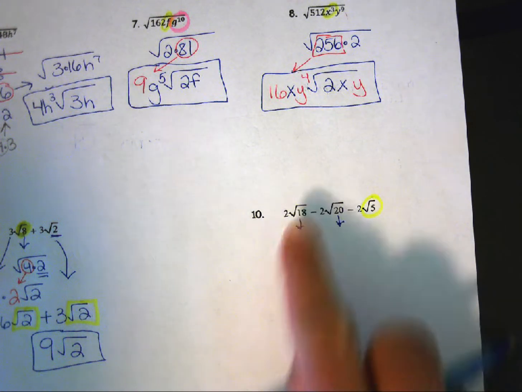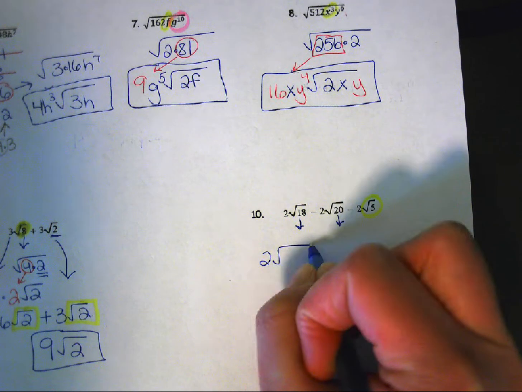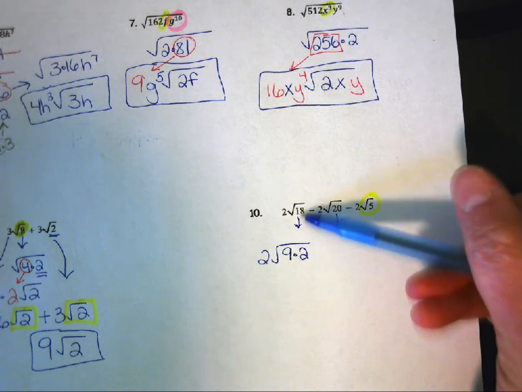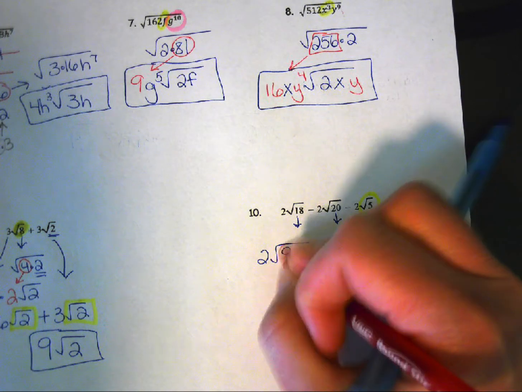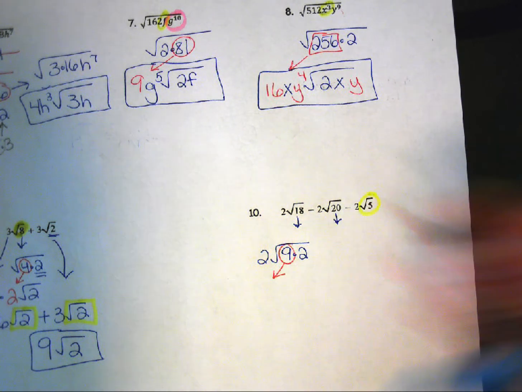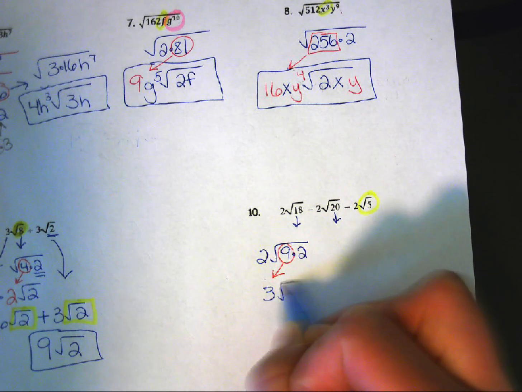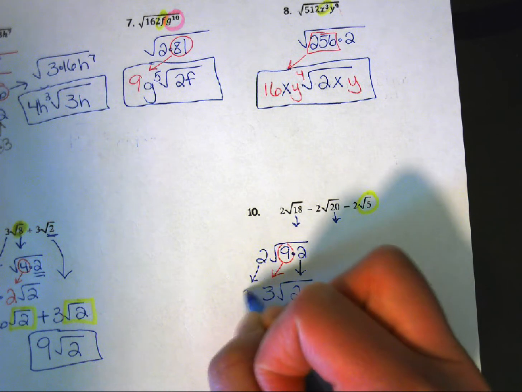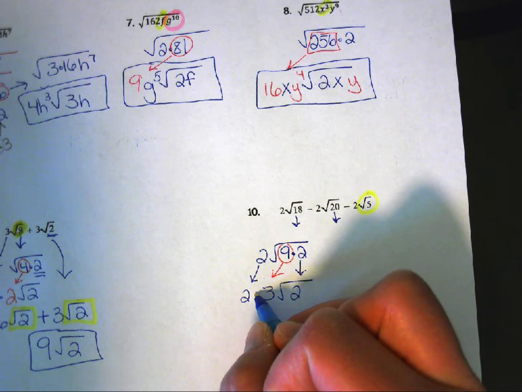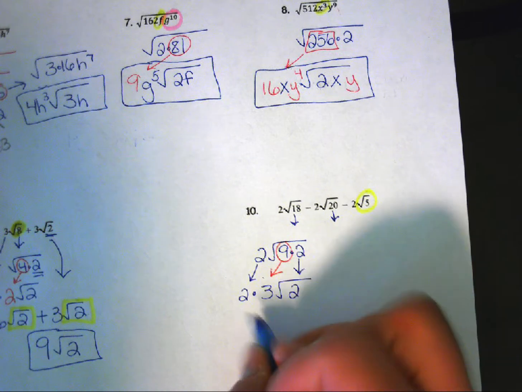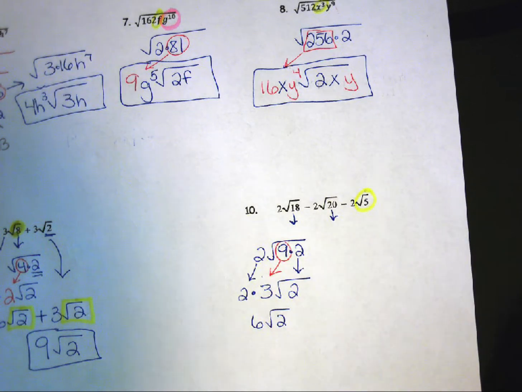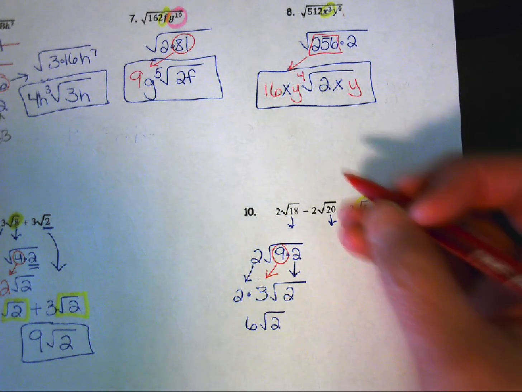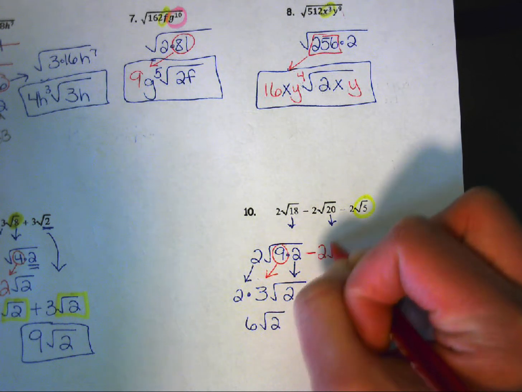So 18. 18 is made up of 9 times 2. So what I'm going to do is I'm just going to work on this one for a second. 9 is my perfect square, so that's going to come out as a 3. This is left under, and then I still have this 2 out front. And we always multiply, okay? So this is really 6 square roots of 2. Make sense?